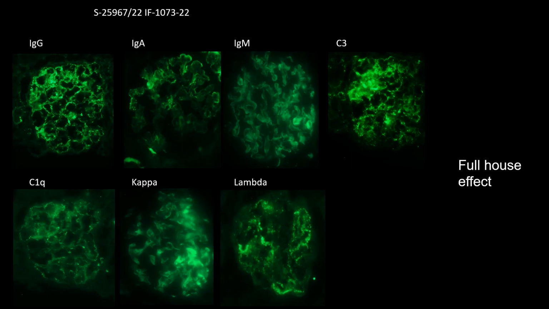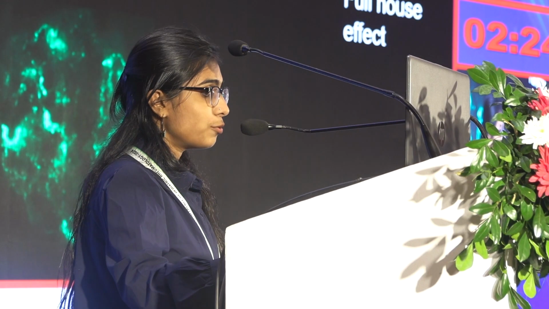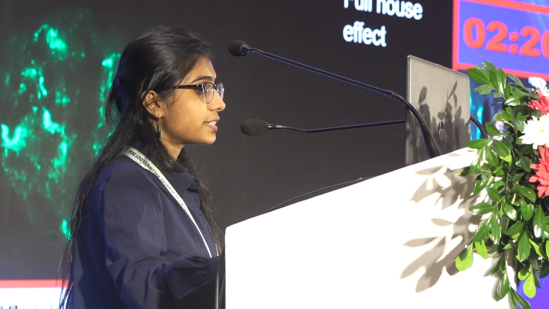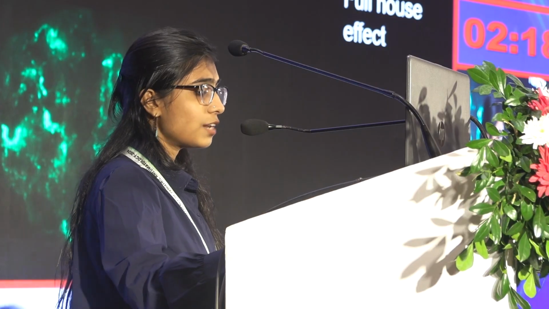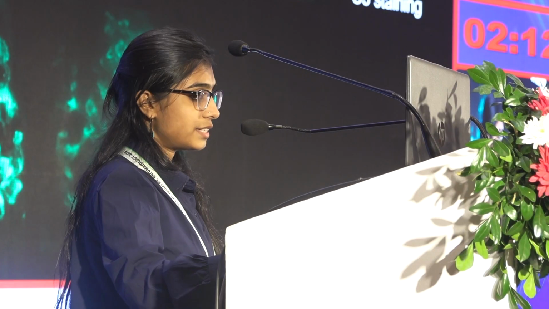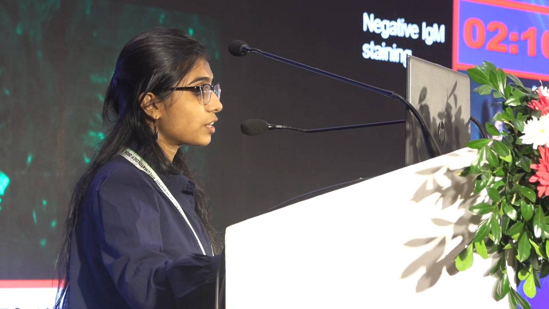On comparing the direct immunofluorescence, we saw that this is the classical full house effect, where there is deposition of IgG, IgA, IgM, and light chains like kappa and lambda, and complements like C3 and C1q. This is the classical full house effect seen in lupus. We saw that in some patients there was defective staining of IgG and C3, as seen in this image, and some also had defective IgM staining.